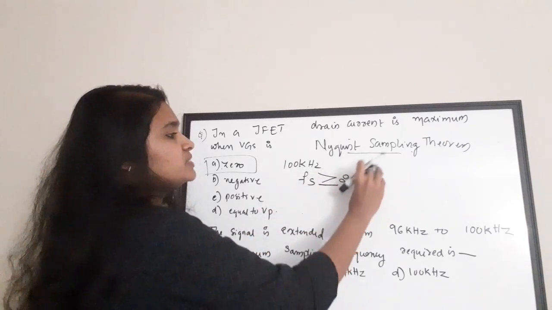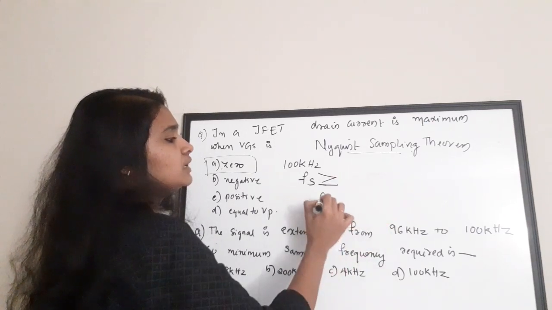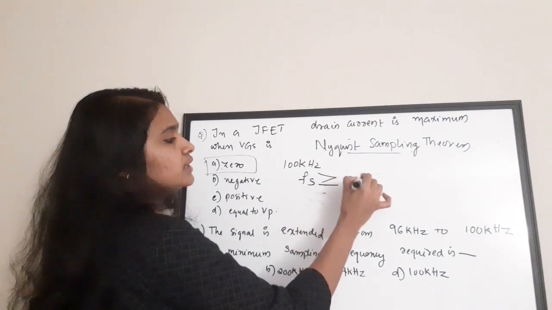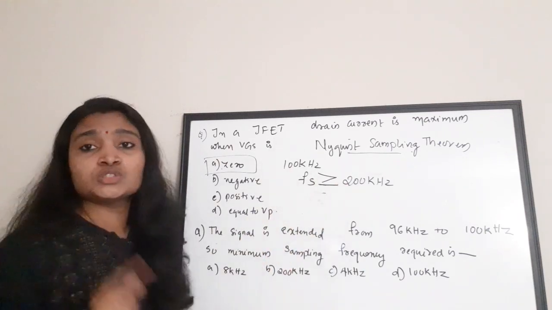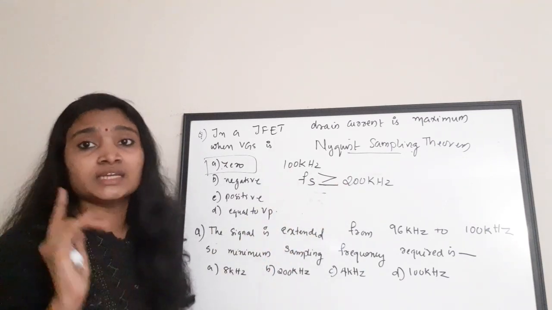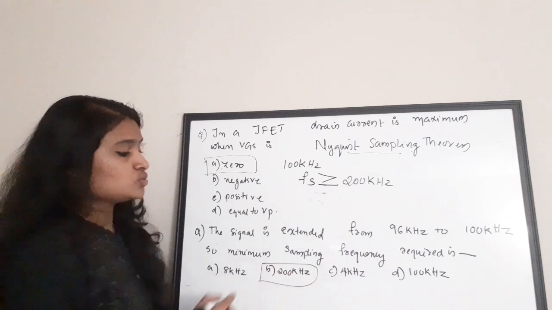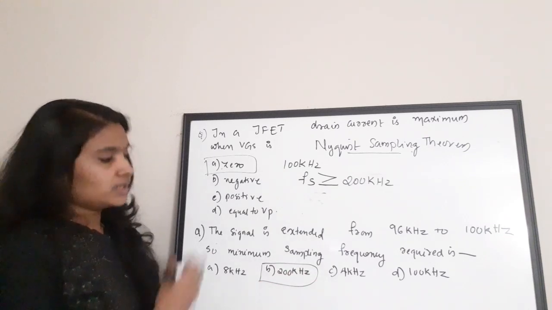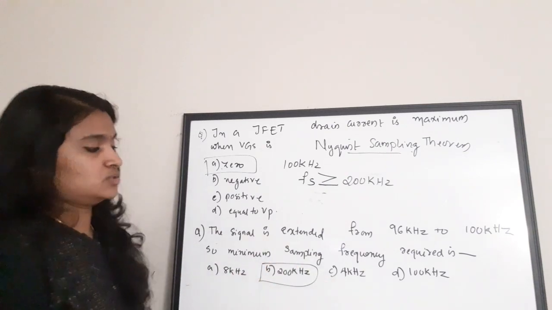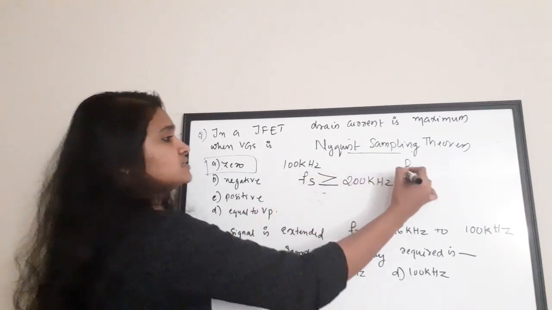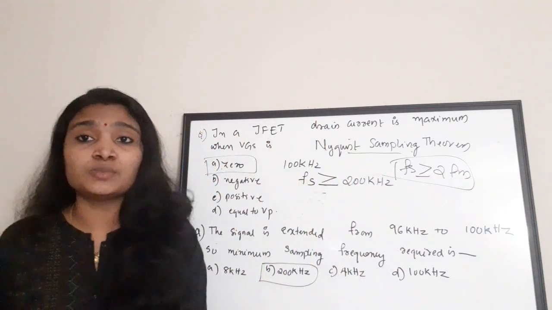Here Fm is 100 kilohertz, so 2 into 100k, that is Fs should be greater than or equal to 200 kilohertz. Minimum how much is required? Minimum you require 200 kilohertz to sample the signal following the Nyquist sampling theorem. So what is the correct answer here? It is B, 200 kilohertz. If you see the other options, one is 8 kilohertz which is very less, C is 4 kilohertz and D is 100 kilohertz. So you should know this equation: Fs should be greater than or equal to 2 Fm to sample a signal according to the Nyquist sampling theorem.